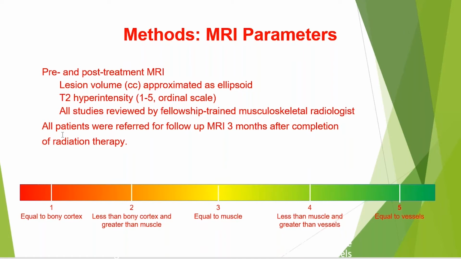And again, all patients had their post electron beam therapy MRI about 3 months after fraction number 10. So essentially about 6 months after the pre-treatment MRI.